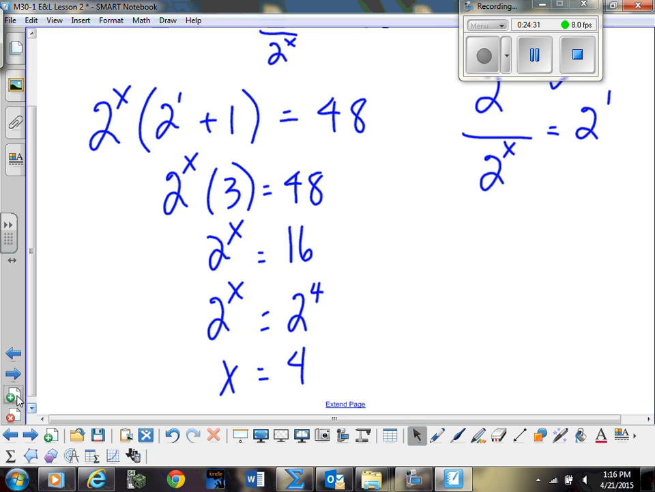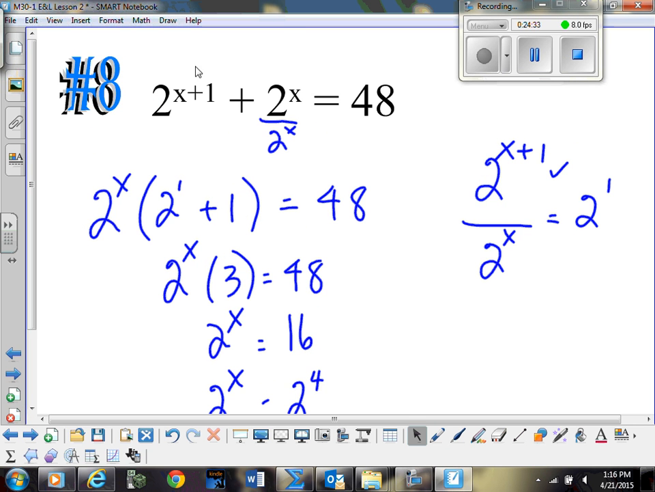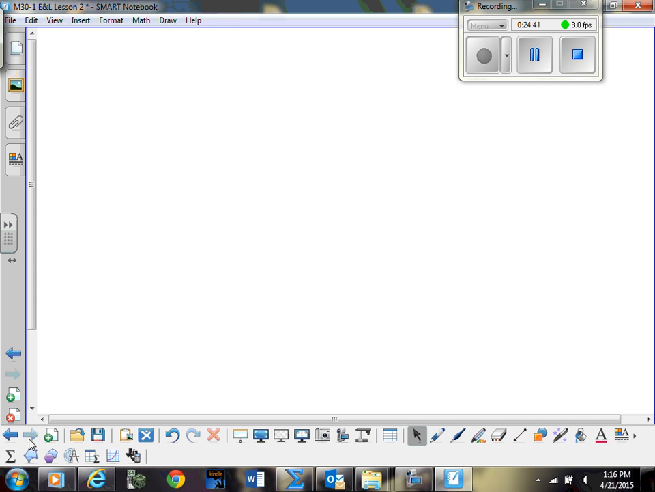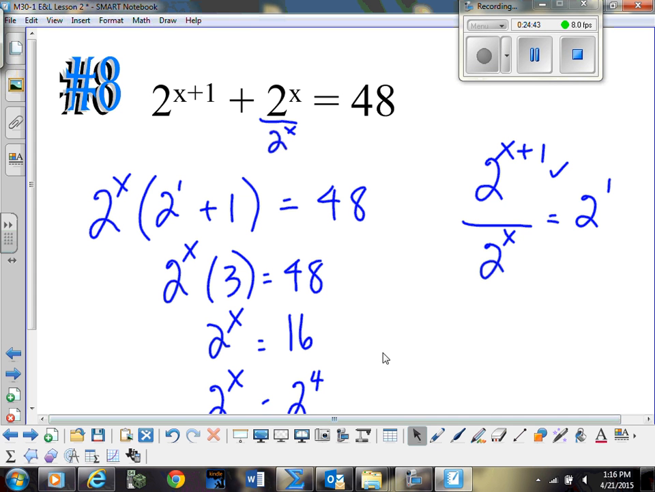So tricky for the first time you see that, but with the base the same, you can divide out a common factor of 2 to the x. All right, end of lesson 2. We'll work on this assignment in class tomorrow.